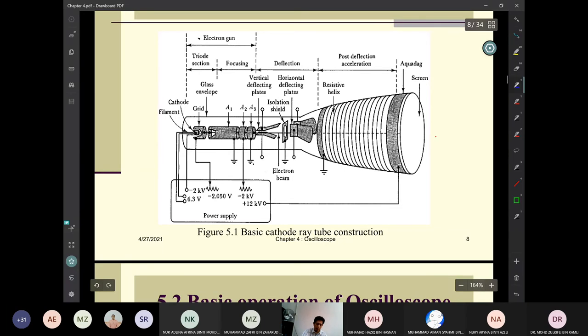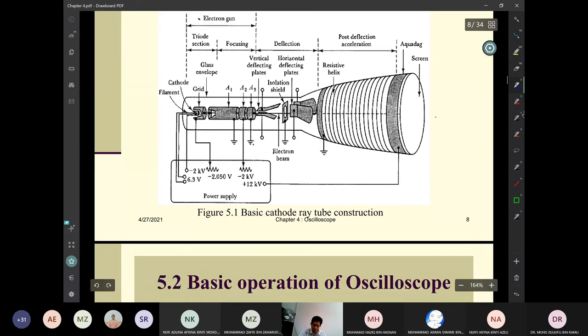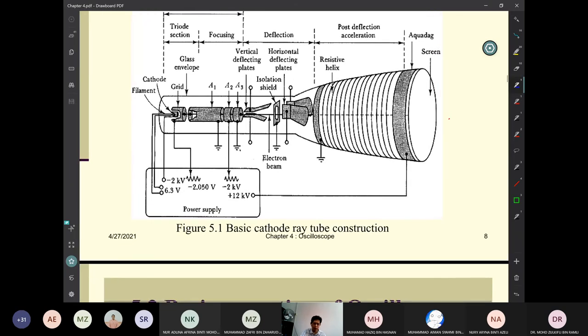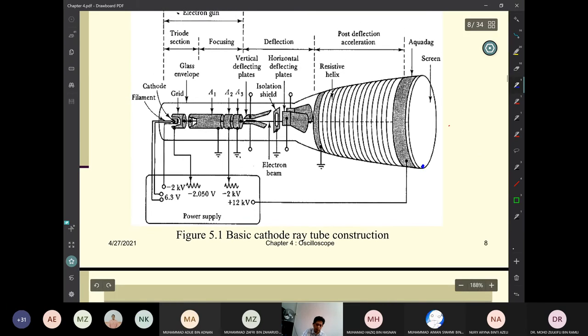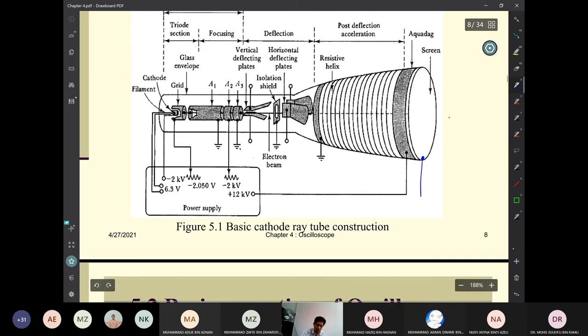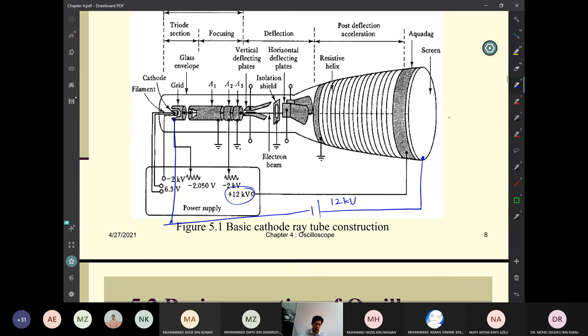So macam mana dia boleh menembak ni? How the electron is shooting to the screen? So the screen is connected with the high voltage, high voltage DC. Sini dia tulis 12 kilovolt DC. And then dia connected dengan kat sinilah electron gun. So when you apply the high voltage kat sini, so inside a tube, this is a vacuum. Dalam tu ada vacuum.